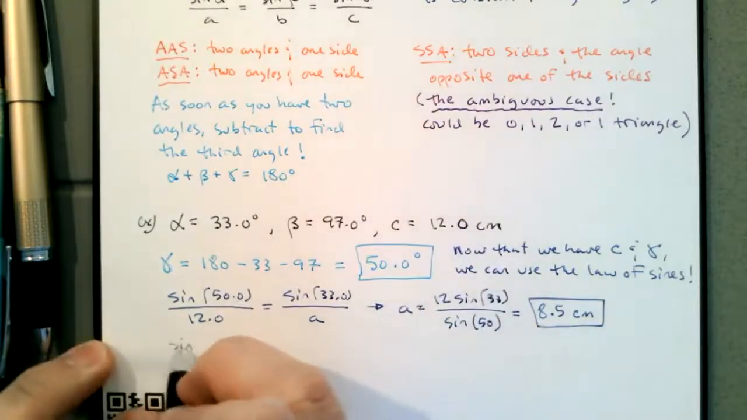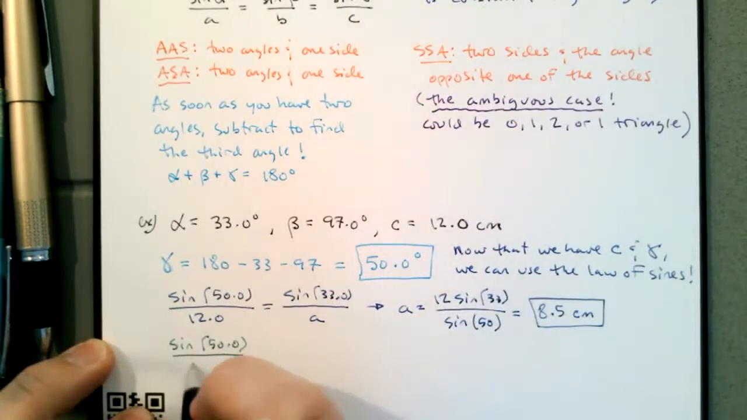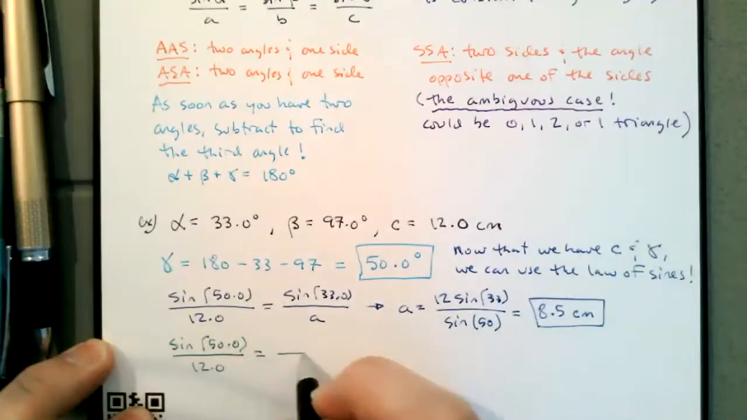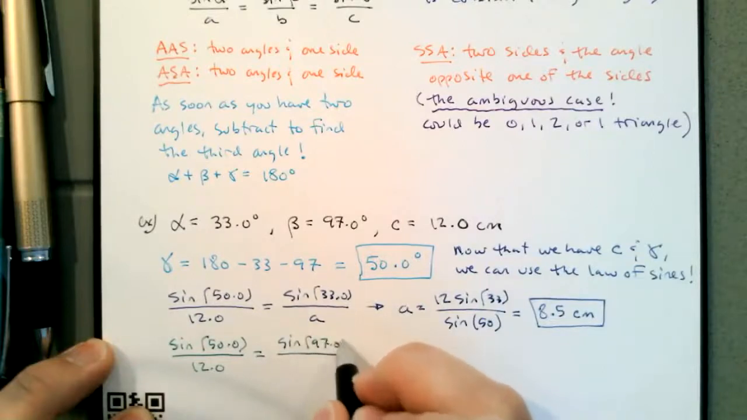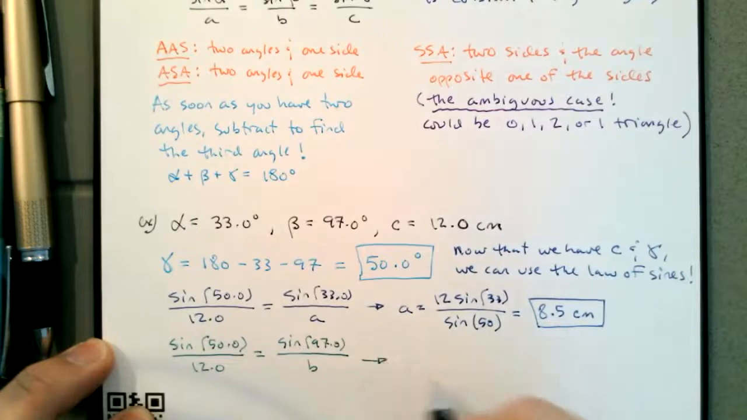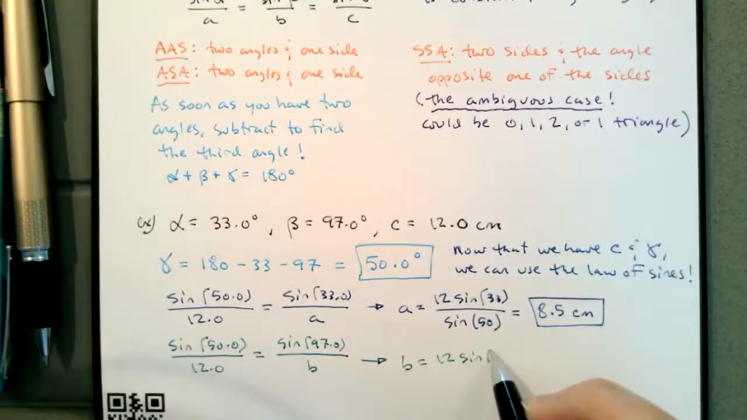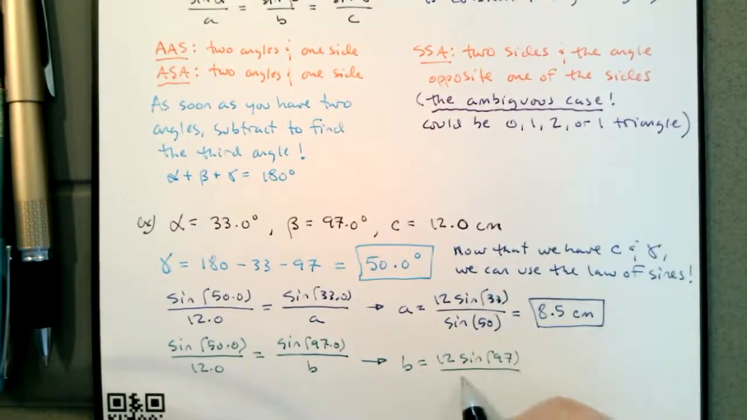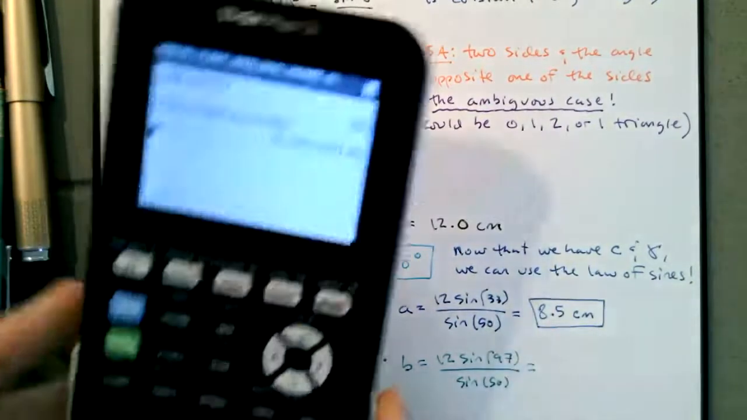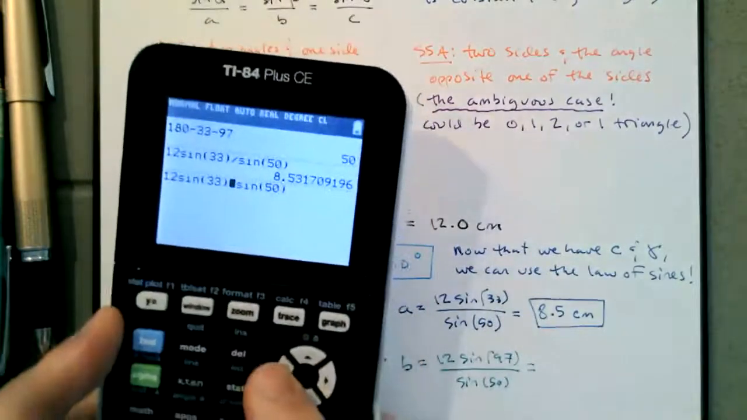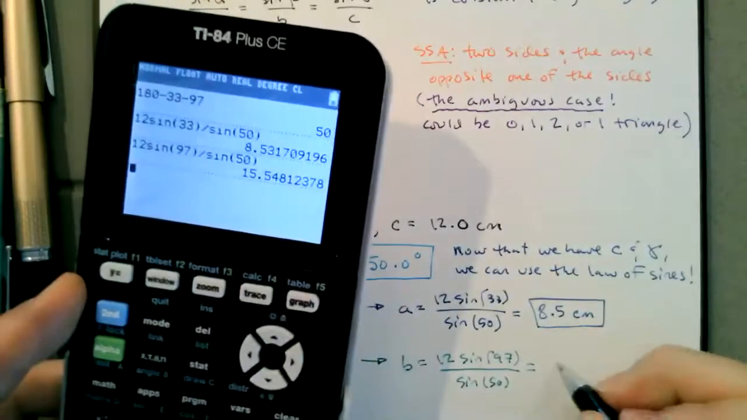So I'm going to say the sine of gamma, 50, divided by 12. And this way I'm going to use unrounded information. So this is equal to the sine of 97 divided by B. And we'll solve for B the same way we solve for A. B is going to be 12 times the sine of 97 this time, divided by the sine of 50. So I'm just going to do the same thing, but instead of 33, I've got 97. That's going to be 15.5.